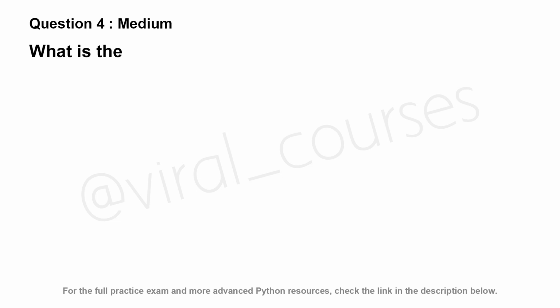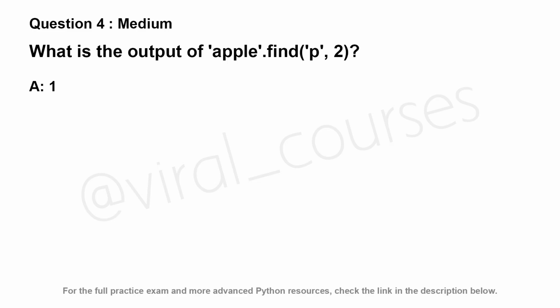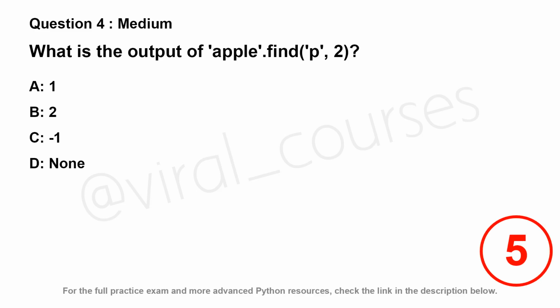What is the output of 'apple'.find('p', 2)? Option A, 1. Option B, 2. Option C, -1. Option D, None.